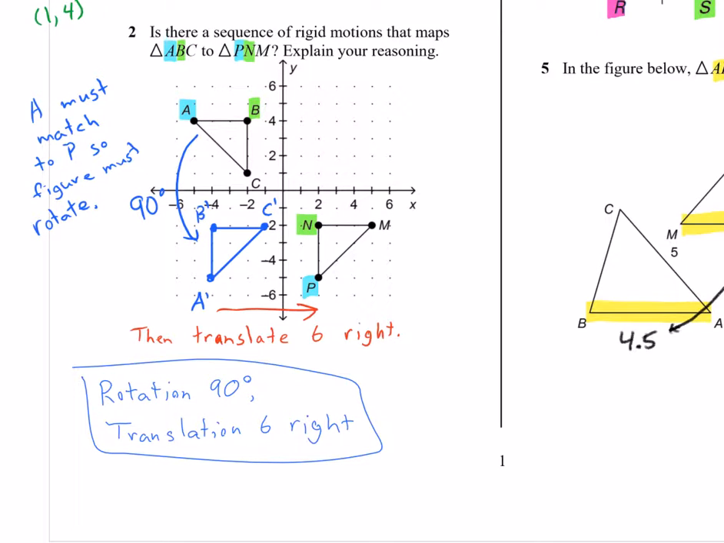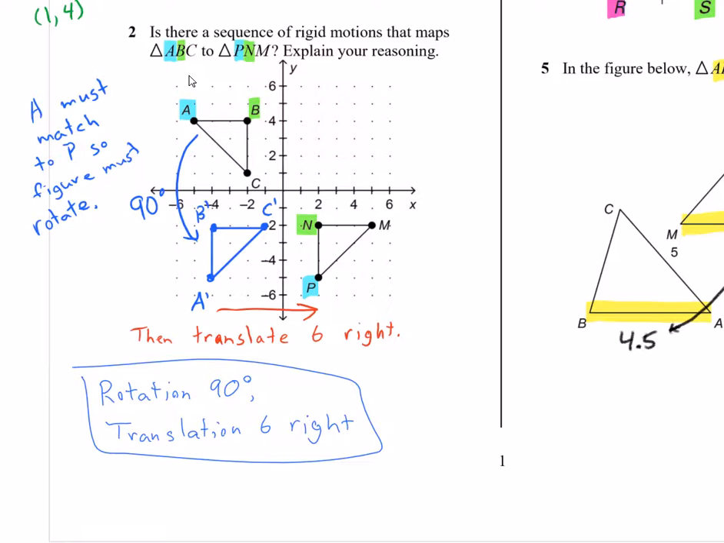Now number 2 wants to know, is there a sequence of rigid motions that maps triangle ABC to triangle PNM? Explain your reasoning. Alright, so first off, the one thing that you want to notice about here is the letters. So ABC maps to PNM. So if you look at A, it has to match with the first letter on the second one. So A is here, moving down to P, which is on the bottom.